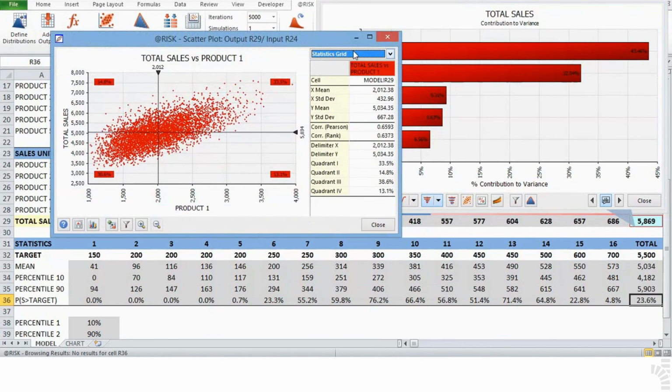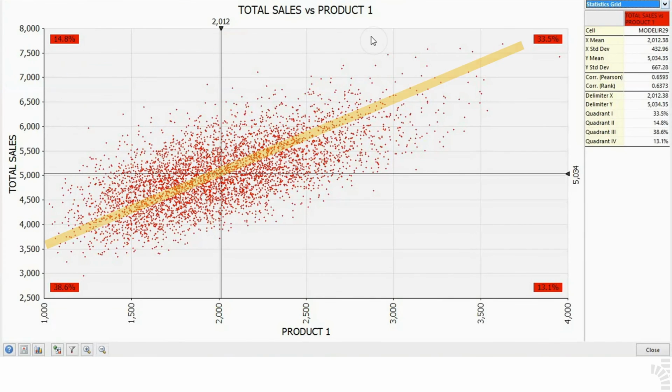65. With your cursor placed on the bar for product 1, drag it out to create a scatter plot. 5,000 data points are shown on this graph. It is easy to see the relationship between product 1 sales and total sales, exhibiting a rank correlation coefficient of 0.64.